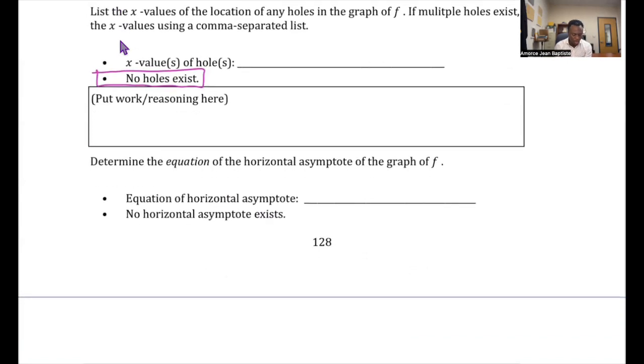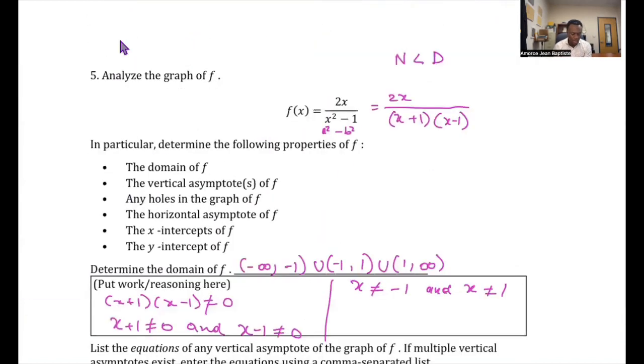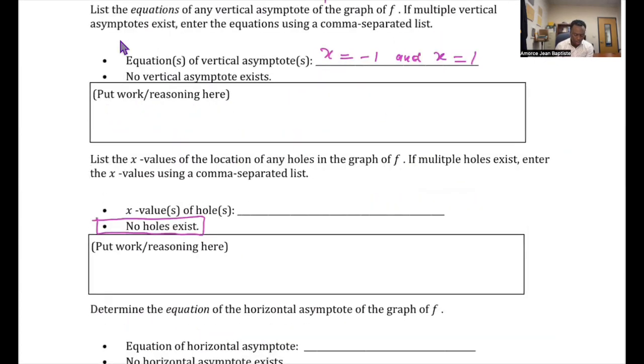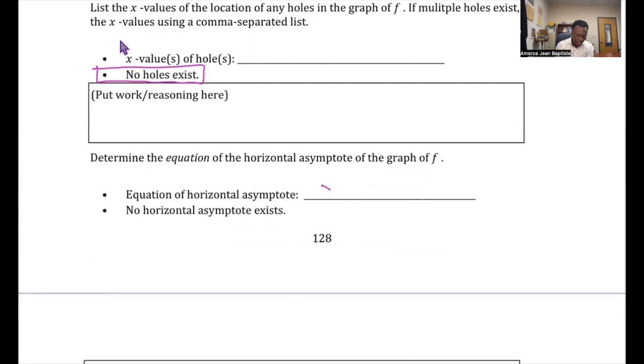And then the horizontal asymptote, because the degree of the numerator is less than the degree of the denominator, you would note that the equation of your horizontal asymptote is y equals 0.